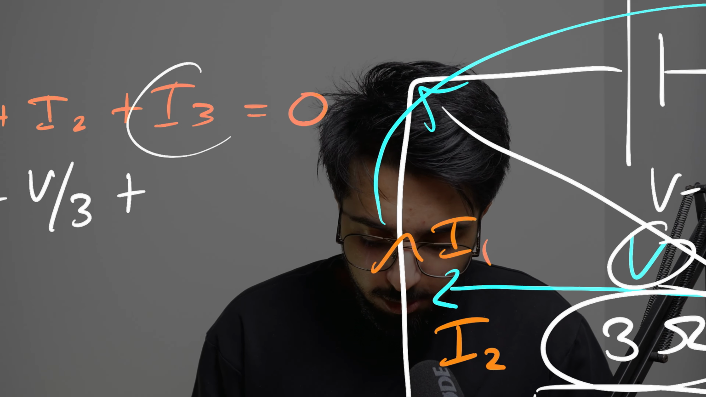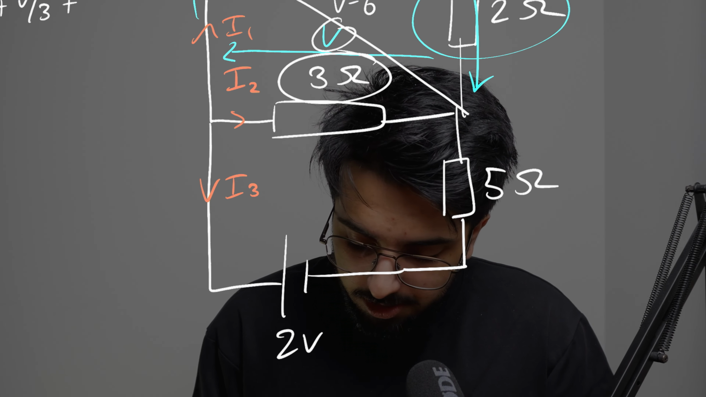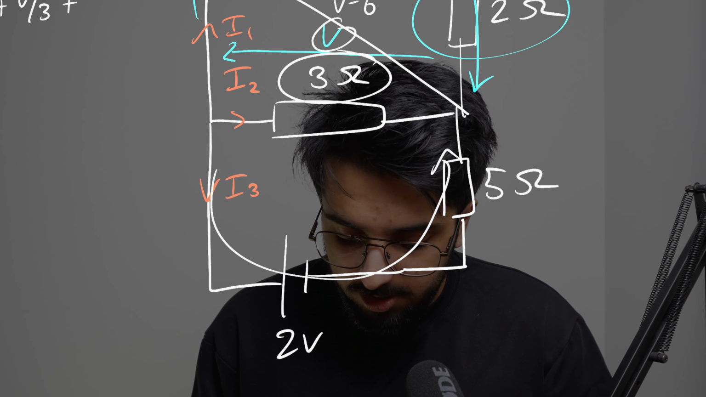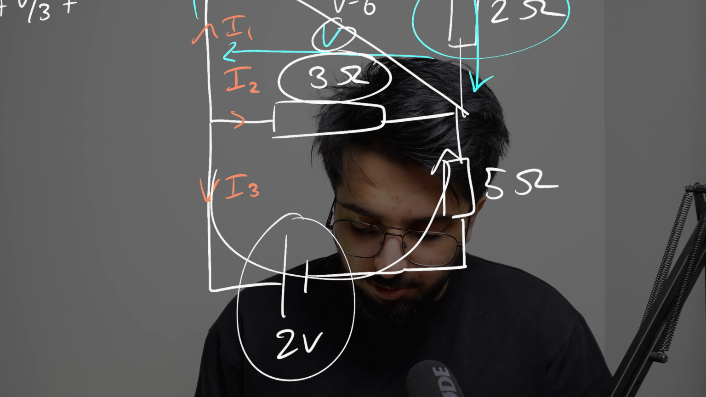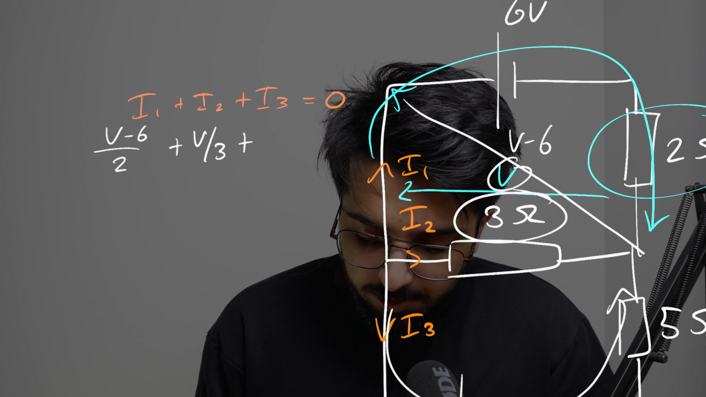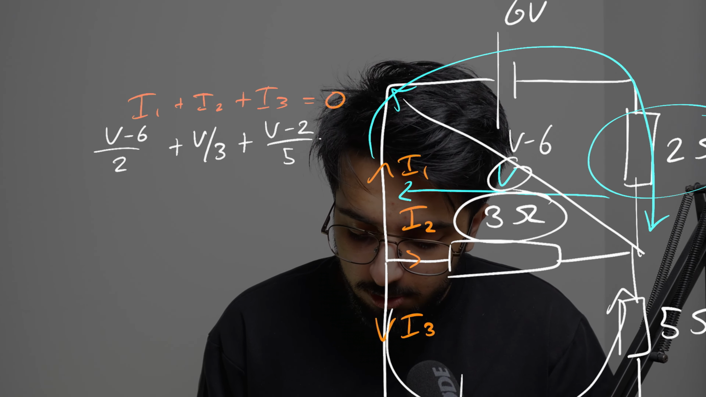And so we run a similar process for I3 also. We can see that I3 goes through a 5 ohm resistor, but also passes through a 2 volt source. And so therefore I3 is going to be V minus 2 all over 5, and that's all equal to 0.